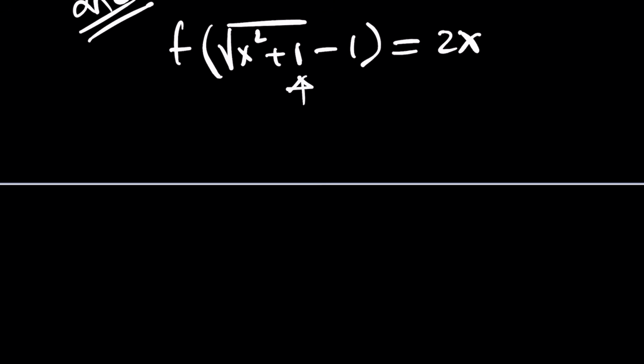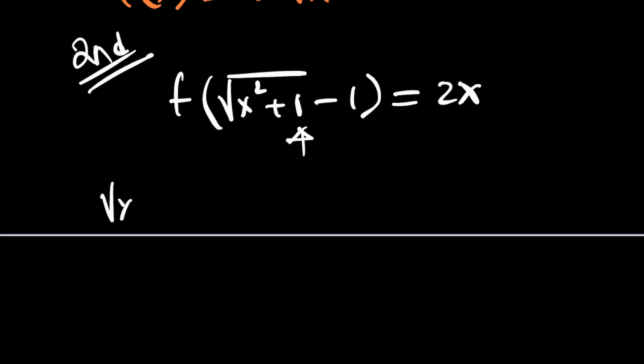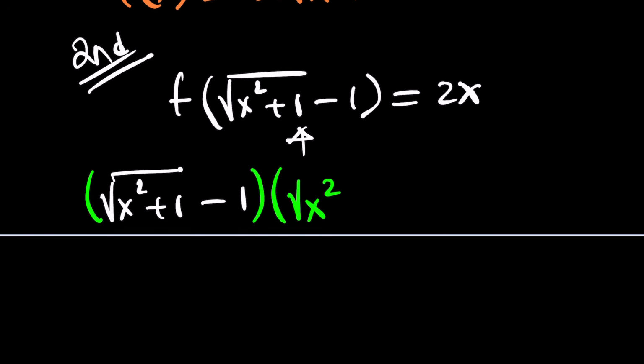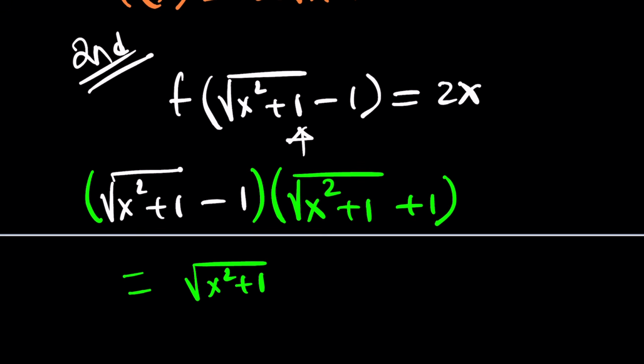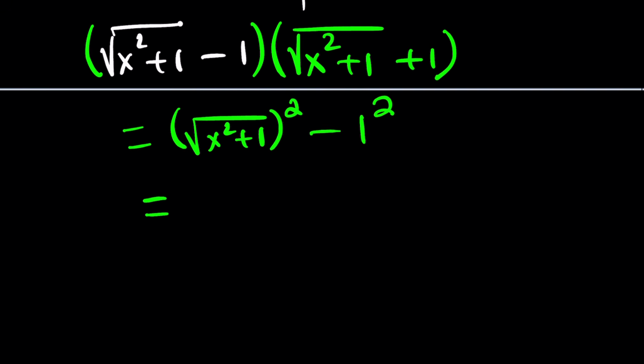First of all, I want you to notice one thing. If you take this and multiply by its conjugate, if you remember, a plus b and a minus b are conjugates. When you multiply these two things from difference of two squares, you're going to get square root of x squared plus 1 squared minus 1 squared. When you square a radical, you get x squared plus 1, the expression inside, minus 1. They're going to cancel out, and we're going to end up with x squared.